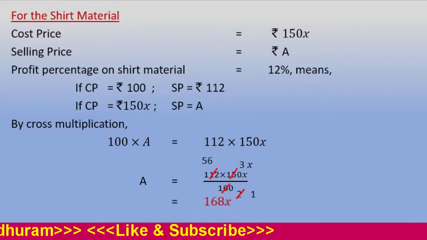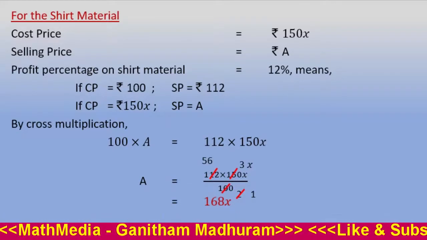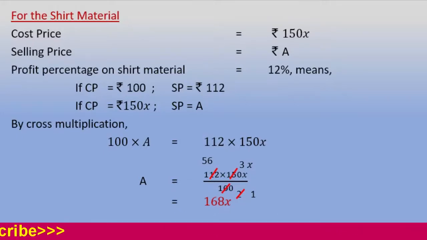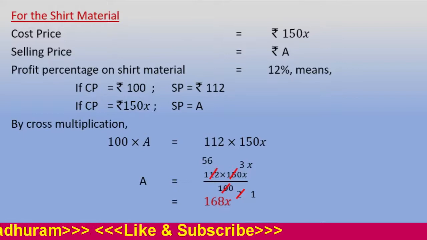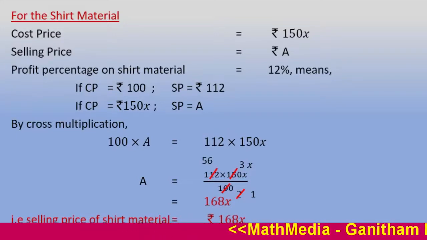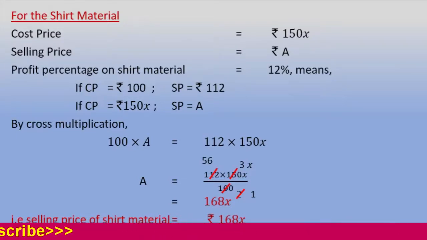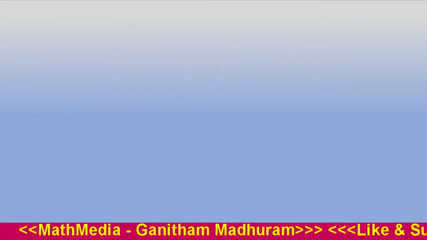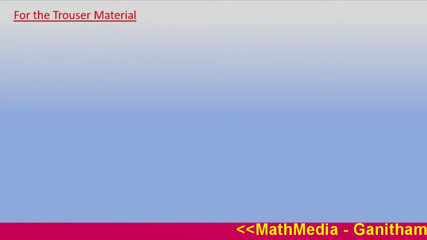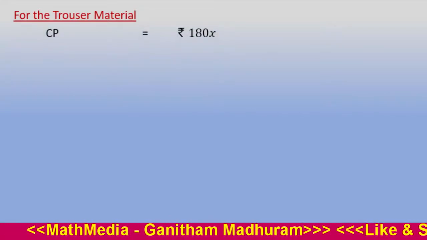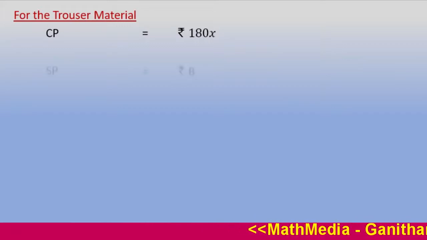After cancellation, we will get 56 into 3x, that is equal to 168x. What is this? This is the selling price of shirt material. That is, the selling price of shirt material is rupees 168x. In a similar way, we can find the selling price of trouser material. We already found the CP of trouser material is rupees 180x.